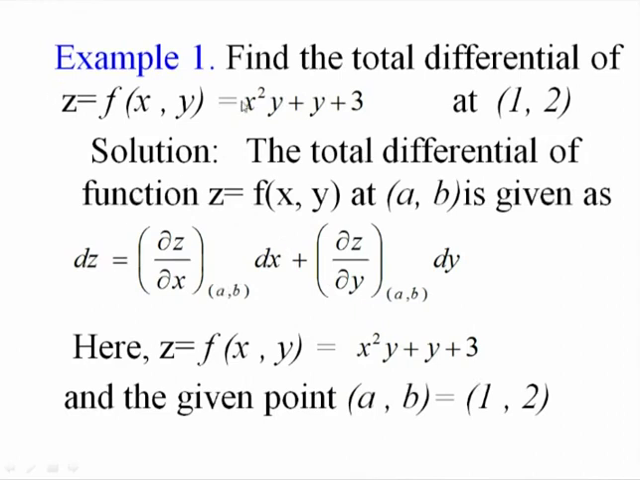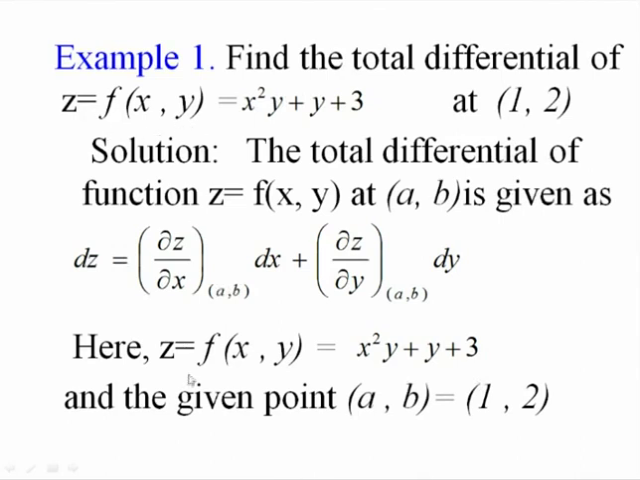Let us take one example related to finding the total differential of the function. First example, find the total differential of z is equal to f of xy, which is x square y plus 3 at the point 1, 2. Solution: the total differential of the function z is equal to f of xy at a, b is given as dz is equal to del z by del x at the point a, b dx plus del z by del y at the point a, b dy.